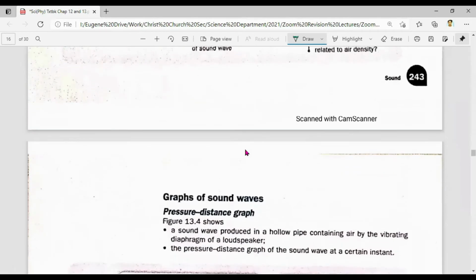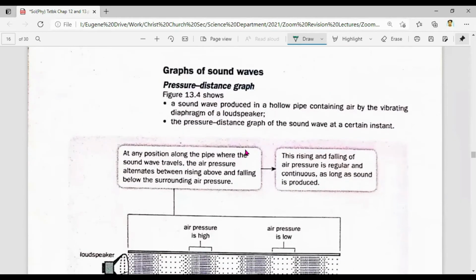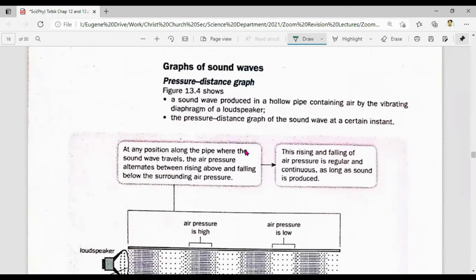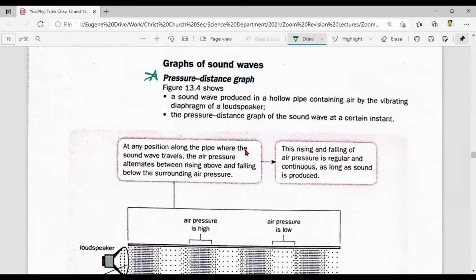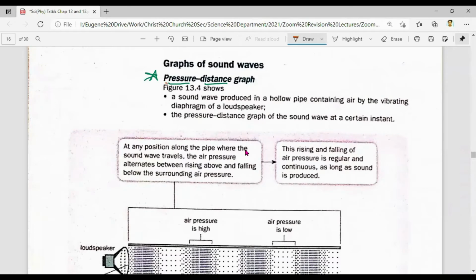Now, because this is a wave, you can't run away from graphs. I'd like to highlight that for sound waves, the graph they will cover is a pressure-distance graph. There's another type, a displacement-distance graph, which we'll cover later on. So first, the pressure-distance graph. This measures the pressure against the distance. I say again, it measures pressure on the y-axis and distance on the x-axis. Normally it's y in front, x behind.